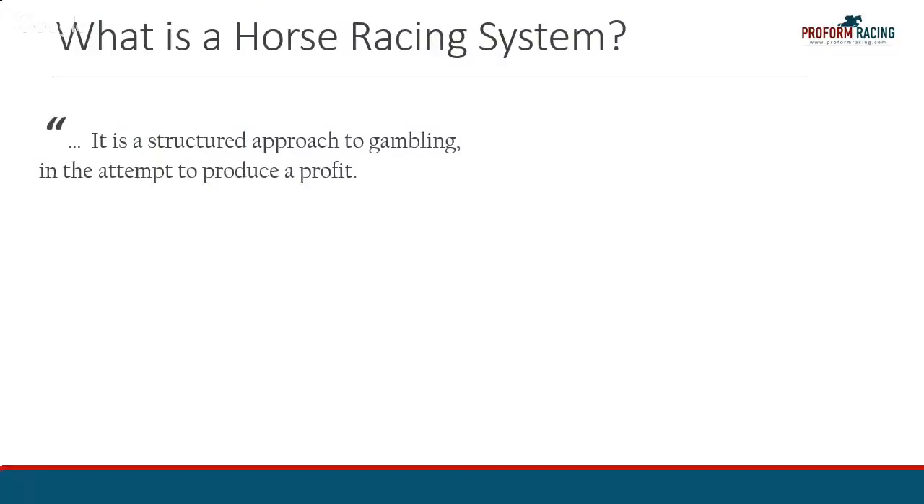So what is a horse racing system? Well, effectively, it's a structured approach to gambling in an attempt to produce a profit. Unlike traditional forms of gambling where we will actually go through the form book, or we may approach betting in terms of trading, a horse racing system, or this approach, really relies on a set of rules. And it's those rules that will actually govern our selection.